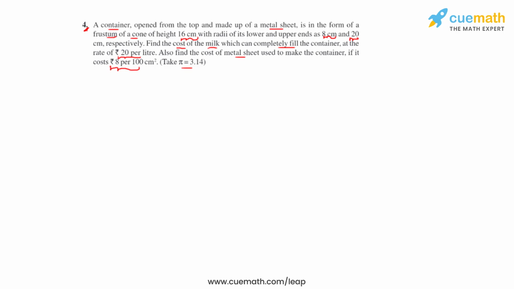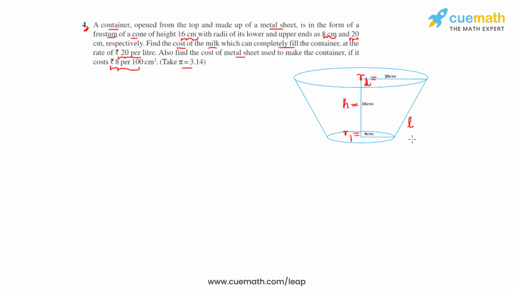So let's see how the container looks like. And this is the shape of the container, which is a frustum of a cone. The height of it is 16 centimeters. Radius of the lower circular end is R1 equals 8 centimeters and the radius of the upper circular end is R2 equal to 20 centimeters. Now what we have to do is to find its slant height.